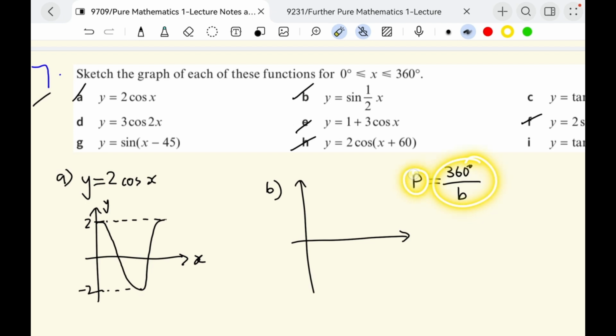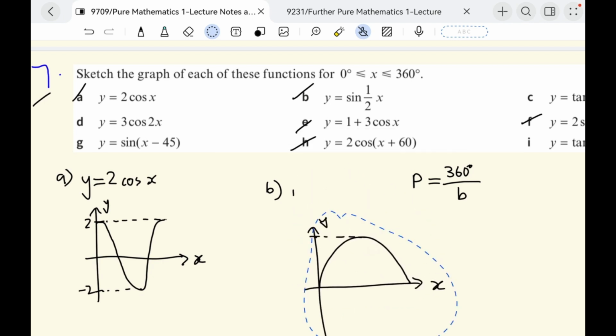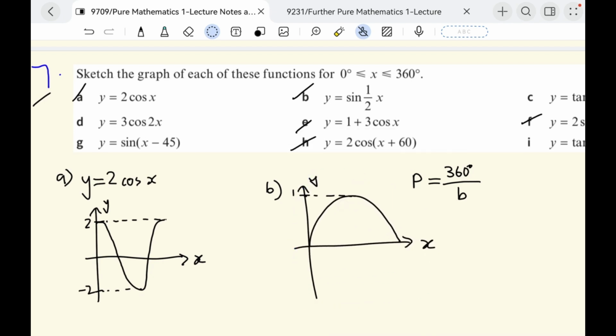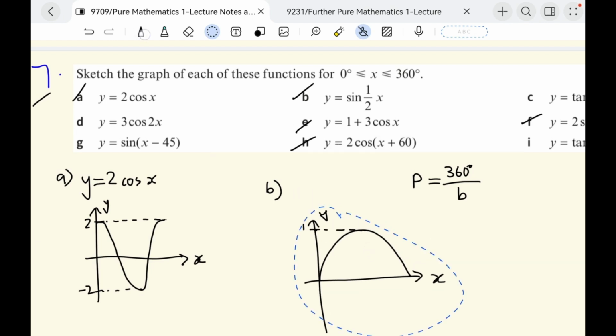So the period is twice 360 degrees. Since it only wants you to draw from 0 to 360 degrees, we just draw a half cycle of the sine graph. That's all. Its maximum value is 1, so that's the answer for y equals sine of half x.